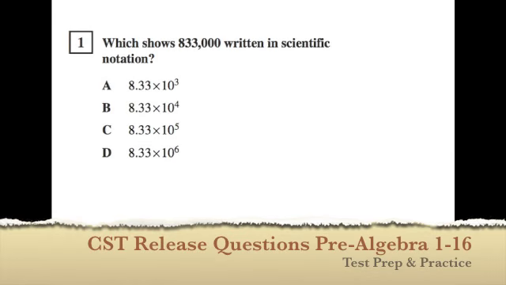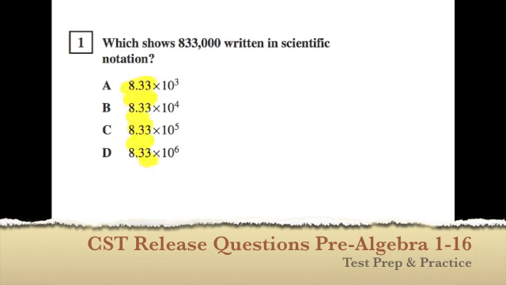Okay, we're going to start with number one. The question is, which shows 833,000 written in scientific notation? So we remember with scientific notation, the purpose is to take big numbers and turn them really small by multiplying them times 10 to the nth power, whatever power we choose, depending on how small you make it. So as you can see over here on your answers, all of them are 8.3.